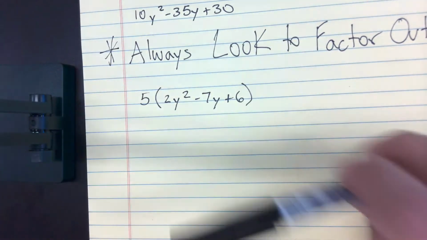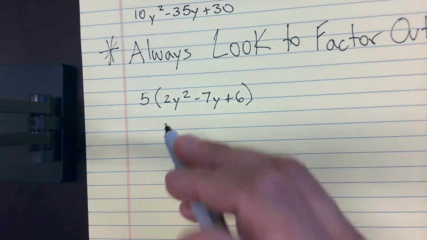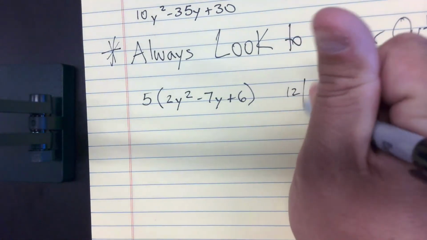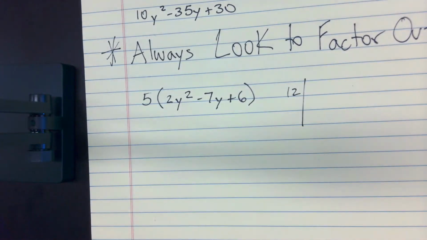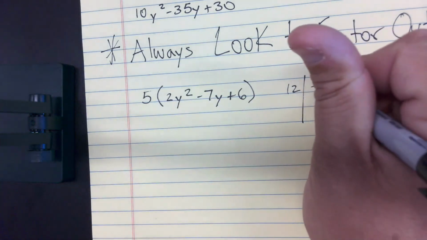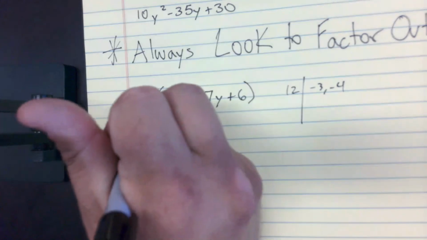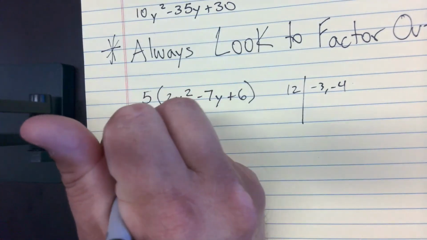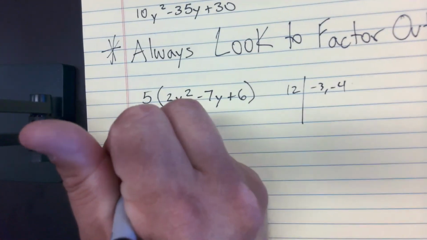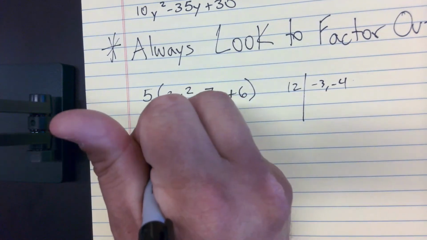So now, ignore the 5. We're going to go ahead and solve this. 2 times 6 is 12. Two numbers that multiply together to be 12 and add together to be negative 7. Negative 4, negative 3. Now watch. I'm not even going to write the 5. I just know it's there, right? The 5's always there. As soon as you factor it out, it's always there. I'm going to write it like this.